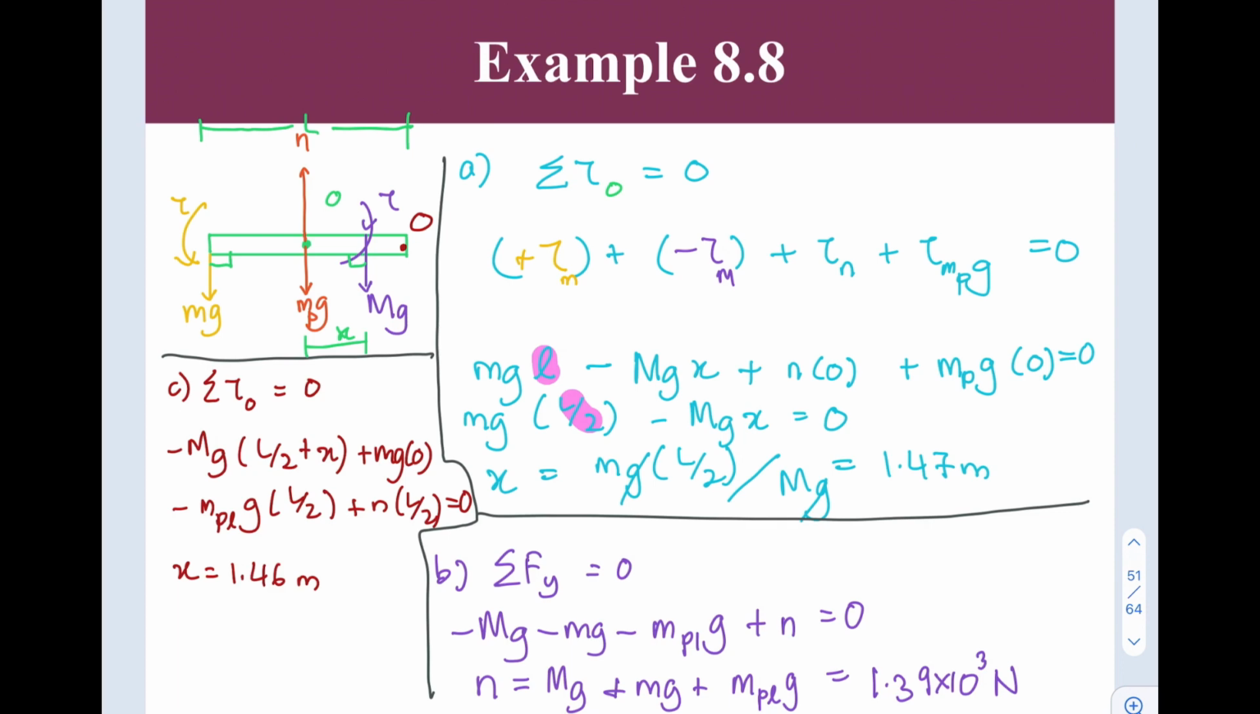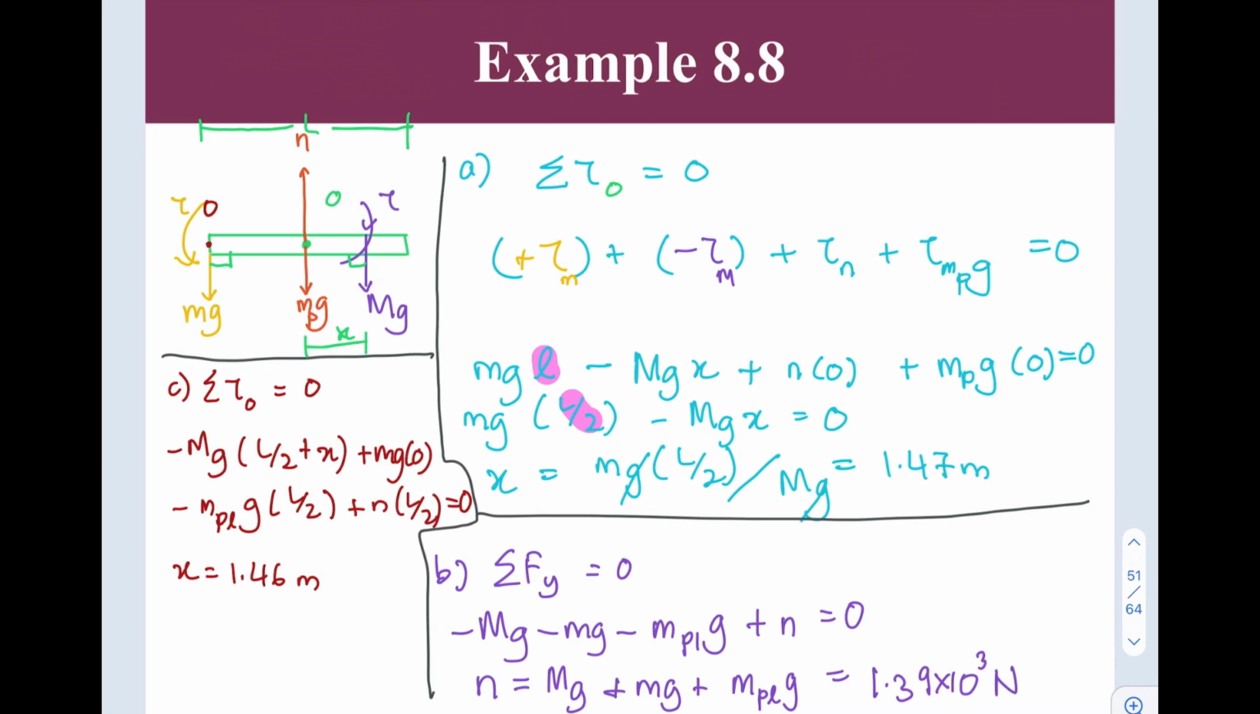Alright, for part B, since the question is asking for the normal force, we are going to use the sum of Fy on the plank equivalent to 0. So we have weight downward from the man, weight of the woman also downward, weight of the plank also downward, plus normal upward, equivalent to 0. So from here, we will get our normal is 1.39 times 10 to the power of 3 Newton.